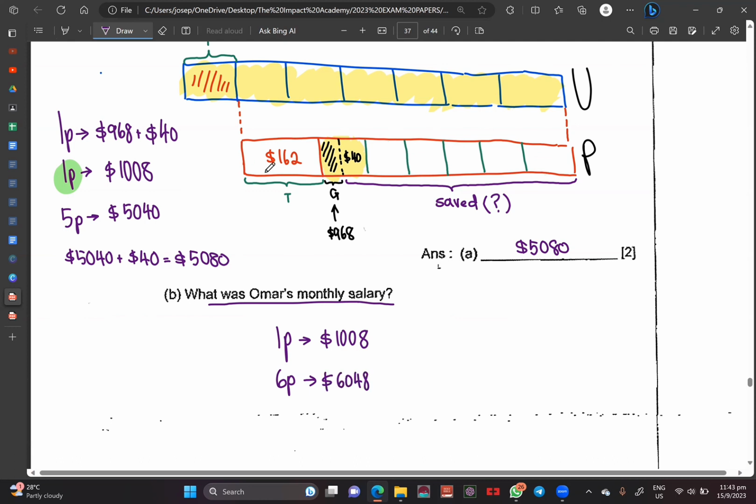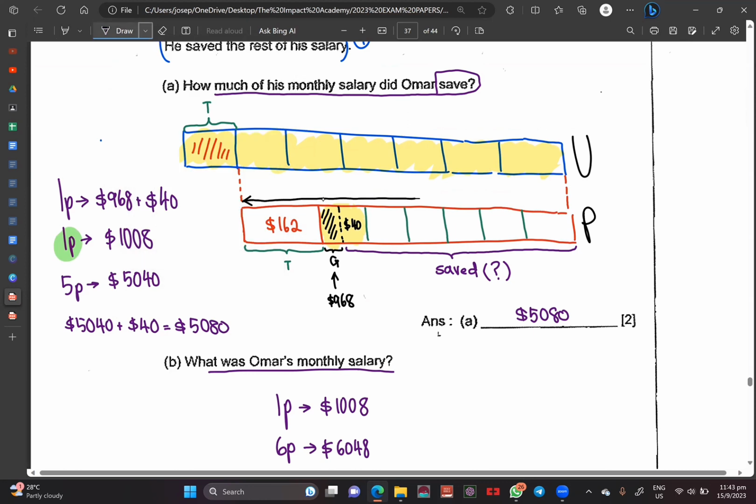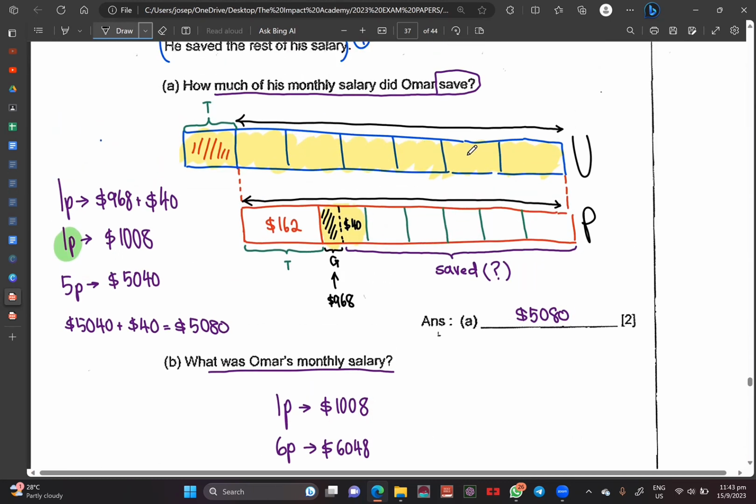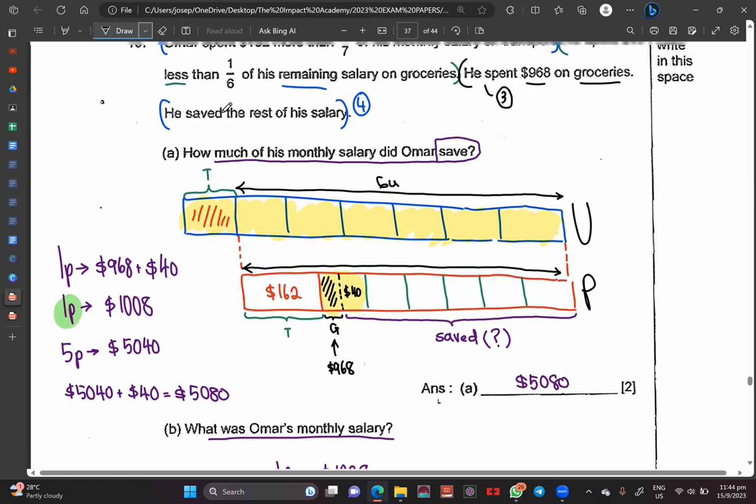Not forgetting to add the 162 over here. And when I add this 162, I don't know if you know what is called mirror image. Whatever is over here is the same as whatever is over here. So we can say that 1, 2, 3, 4, 5, 6 units. So we can simply find 6 units. 6 units is basically 6048 plus 162, and we get an answer of 6210.